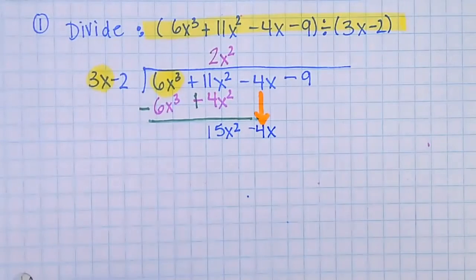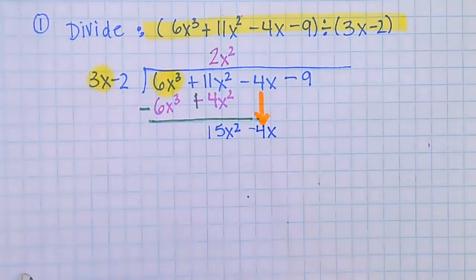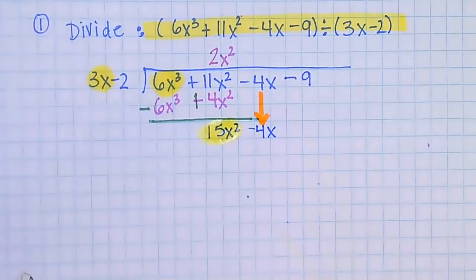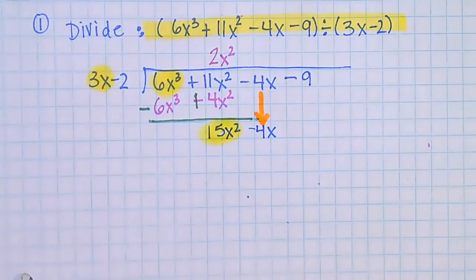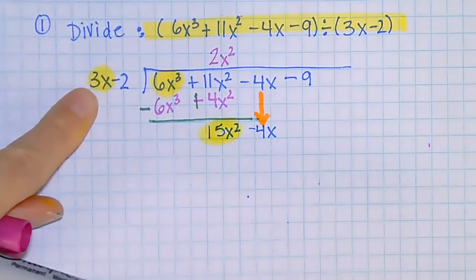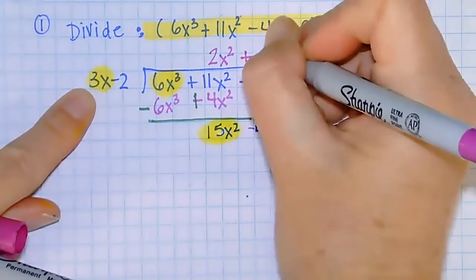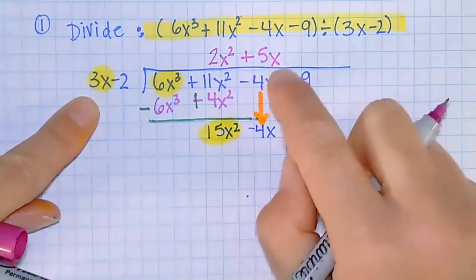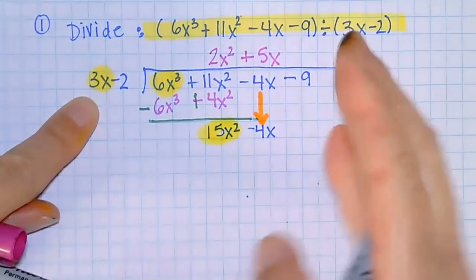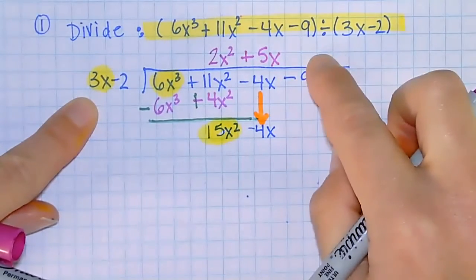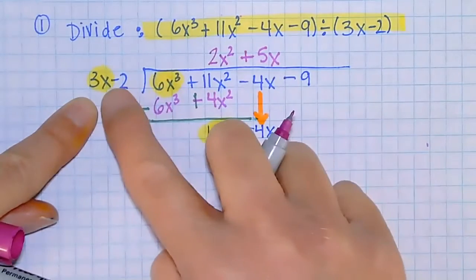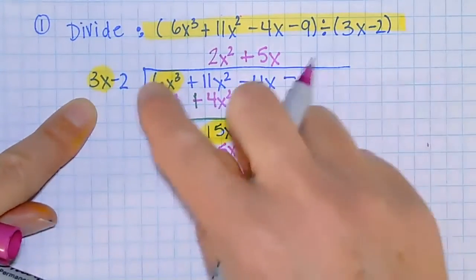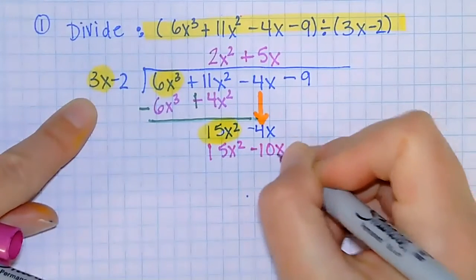Now, again, I'm going to focus on the 3x into this front term, 15x squared. And 3x times what gets me 15x squared? That's a positive 5x. Notice how my x squareds are over x squareds and my x's are over x's. I've got myself spaced. So 5x times 3x is 15x squared. 5x times a negative 2 is a negative 10x.